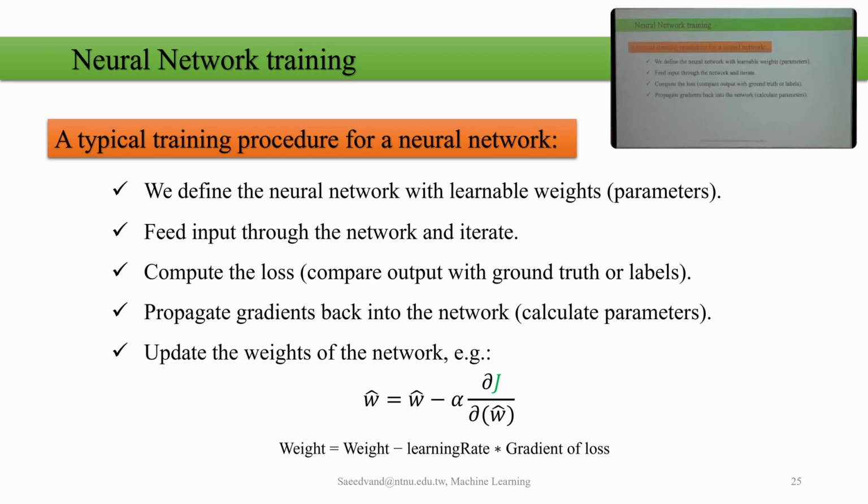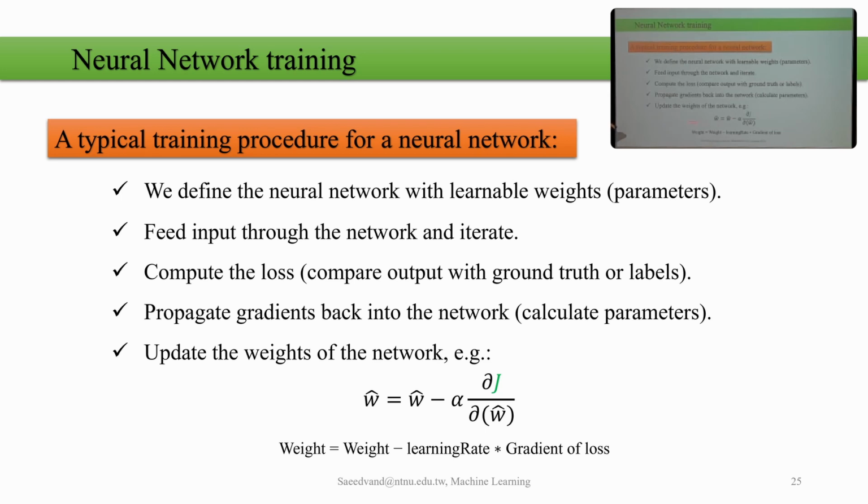Similar to what we were doing, if you remember, lastly. We want to propagate the gradient back into the network to calculate the parameters. So we have the error. Based on that error, we want to forward it back to update the weights of the network, the W parameters, in order to improve it.